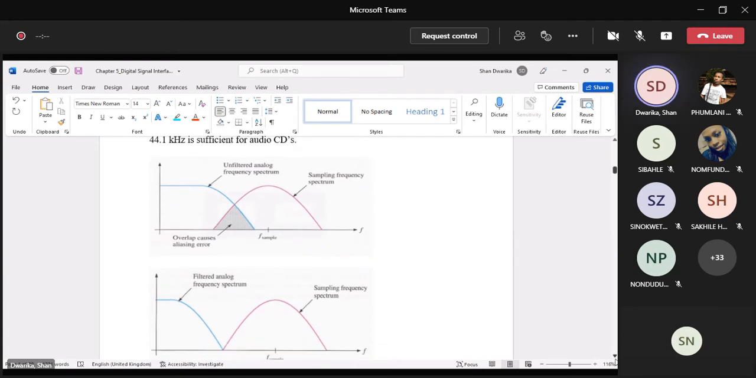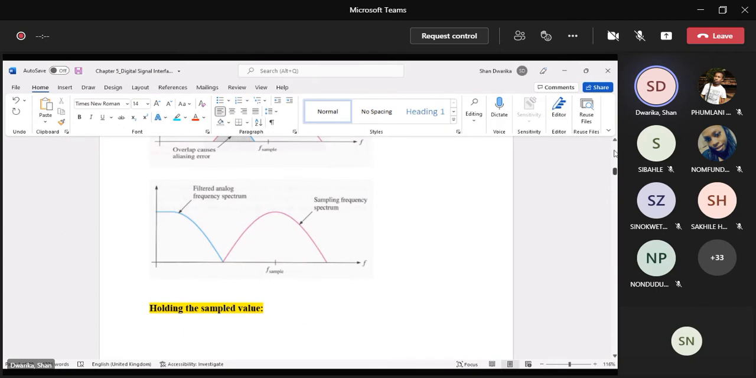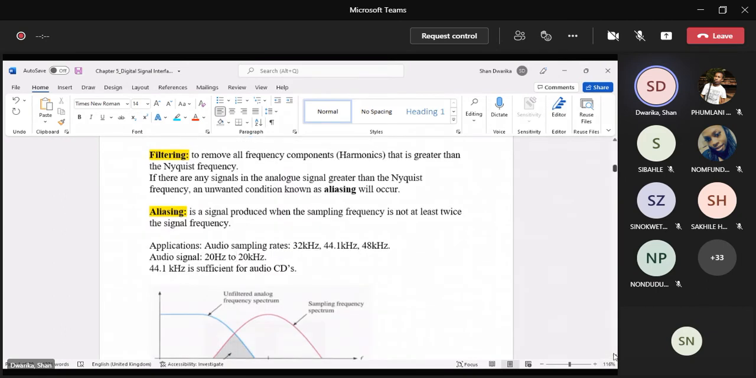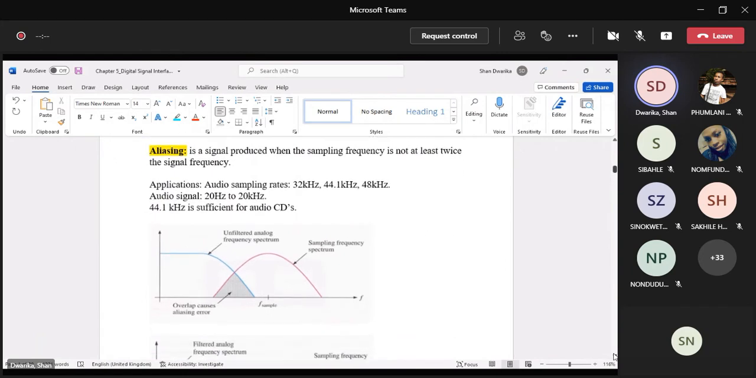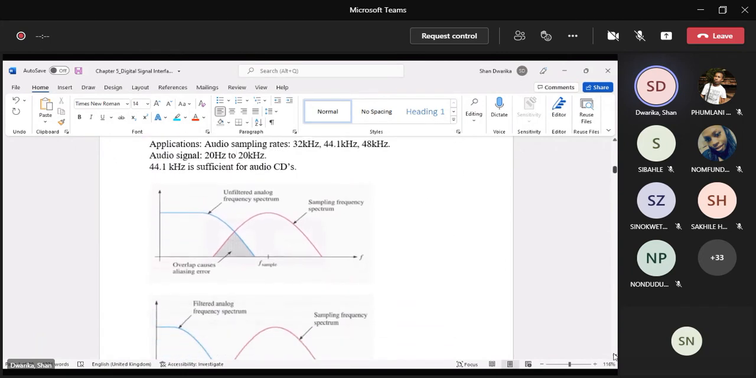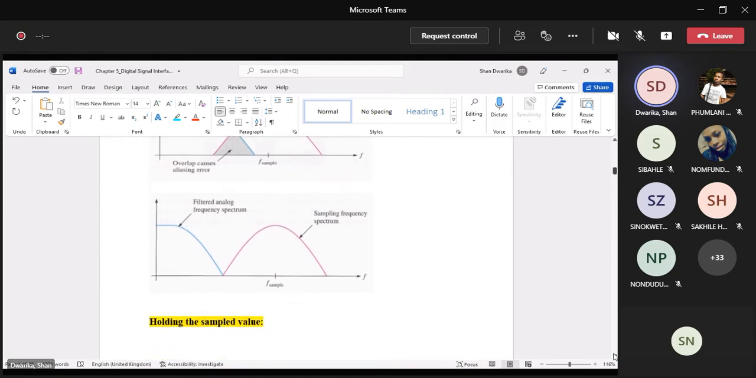So the sampling rate is applicable for audio. Okay, so looking at the sampling and holding circuit, you can see that in the first case, your sampling frequency is above the signal frequency, which is fine. The sampling frequency is in red or pink, and the unfiltered analog signal is in blue. And so there's a certain amount of overlap. And once that is filtered, you can see that the analog signal is then separated from the sampling frequency spectrum.